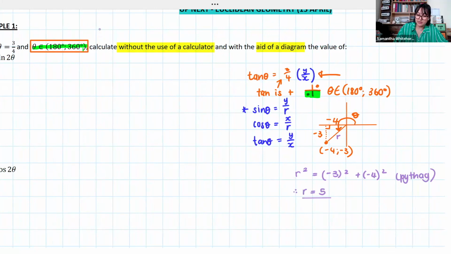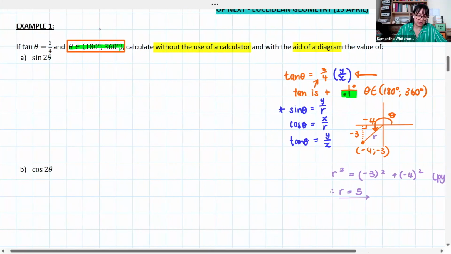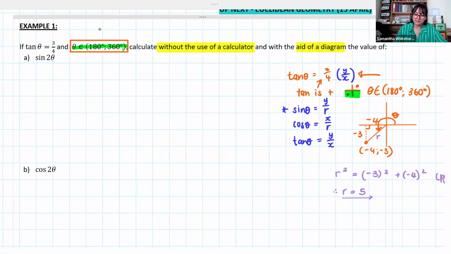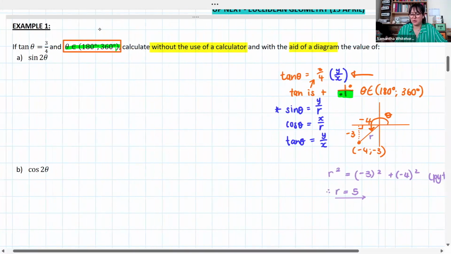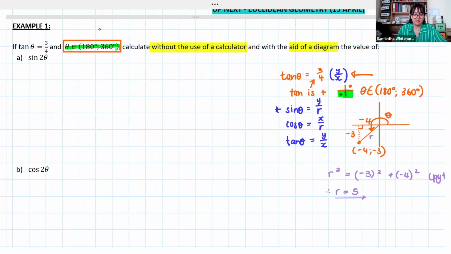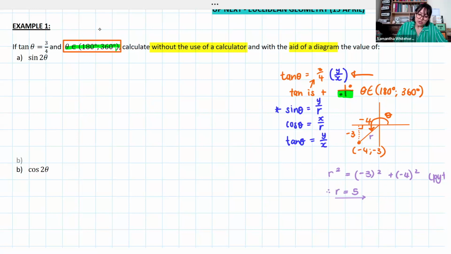Now, guys, it is absolutely fine for you to say r is equal to 5 and then put Pythag. You don't have to do all the working out. Pythagoras is a junior level concept, so you don't need to do all the substitution and the square rooting and all of that stuff. You're welcome to just write r is equal to 5, Pythag. That's okay. So now we've got all three side lengths of my triangle.